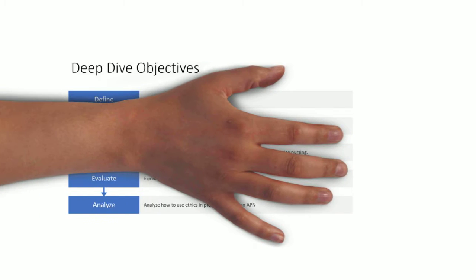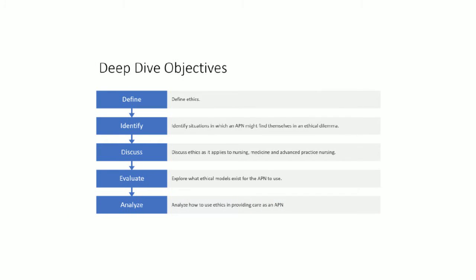So let's talk about some of the objectives of this presentation. The first thing we'll do is look at what ethics are. We'll define them. Then we'll identify situations in which an advanced practice nurse might find themselves in an ethical dilemma. We'll discuss ethics as it applies to nursing, medicine and healthcare, and advanced practice nursing. We'll explore what ethical models exist for the APN to use. And then lastly, we'll analyze how to use ethics in providing care as an APN.